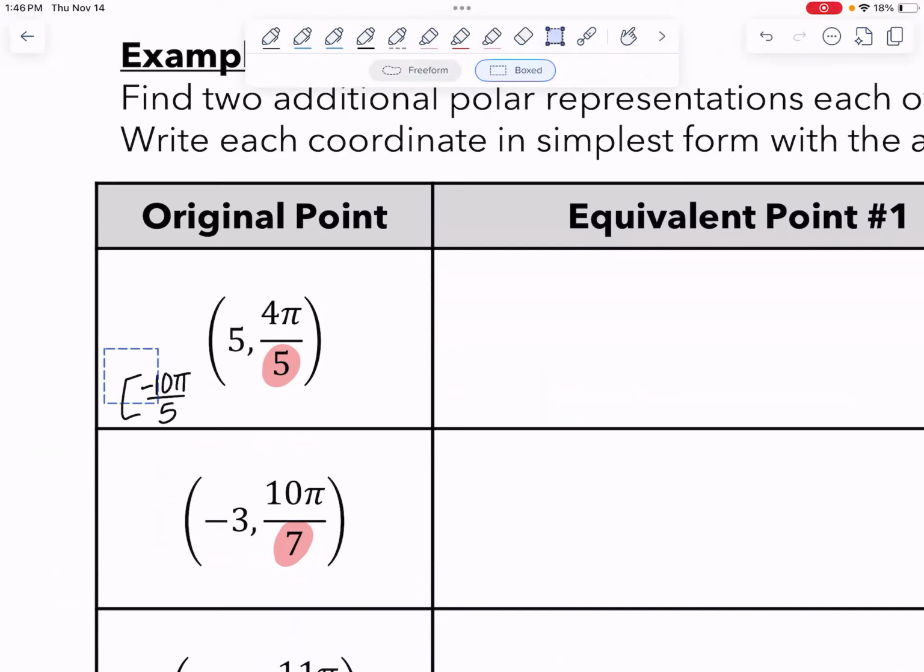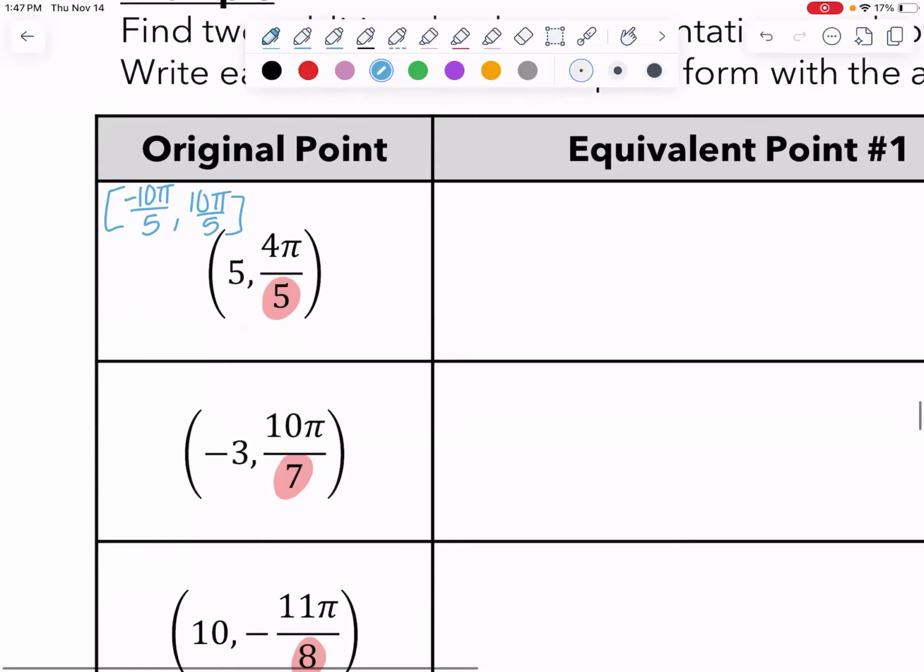Debating if I want to. Give me a sec. Okay, I'm just trying to find a place to put it where it's not going to get in the way of the numbers. That's good enough though.